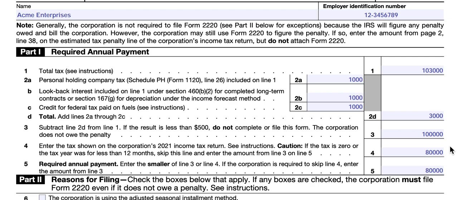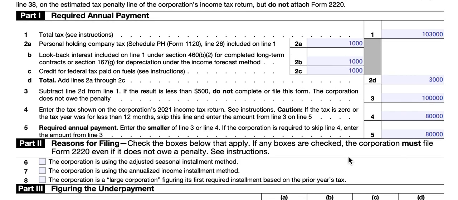In line 4, we'll enter the tax shown on the corporation's prior year income tax return. So on this form, this would be the 2021 tax return. If the tax is 0, or if the tax year was less than 12 months, then you would skip line 4. You'll simply bring down the line 3 amount to line 5 below. So the required annual payment is the smaller of either line 3 or line 4. So either your estimated tax for this year or 100% of whatever you paid last year. So in this case, we bring the $80,000 number down, and now we're ready to go to Part 2.